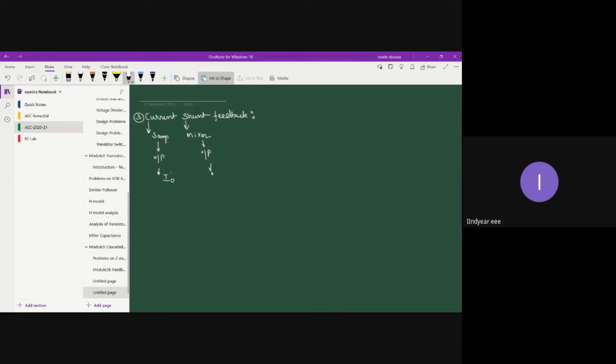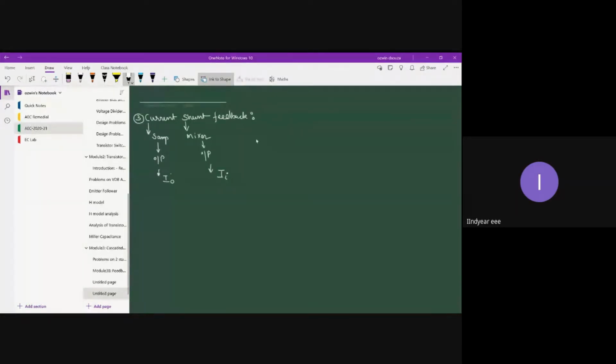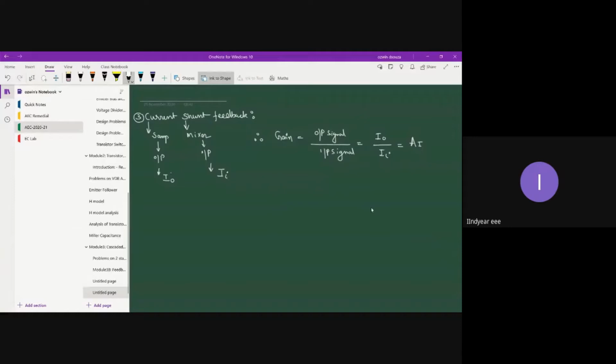So shunt mixer is nothing but a current mixer, and therefore your input variable is also a current. So now you can find out the gain. Gain is output signal to the input signal. Output signal is current and input signal is also current. Therefore, this gain can be considered as the current gain AI. So for a current shunt feedback, you're going to have a current amplifier.